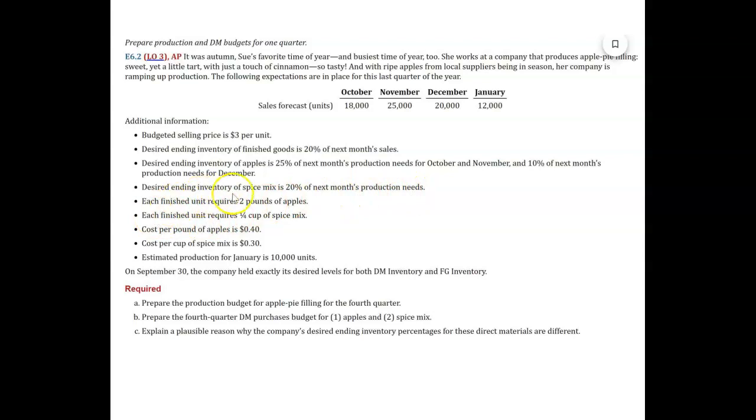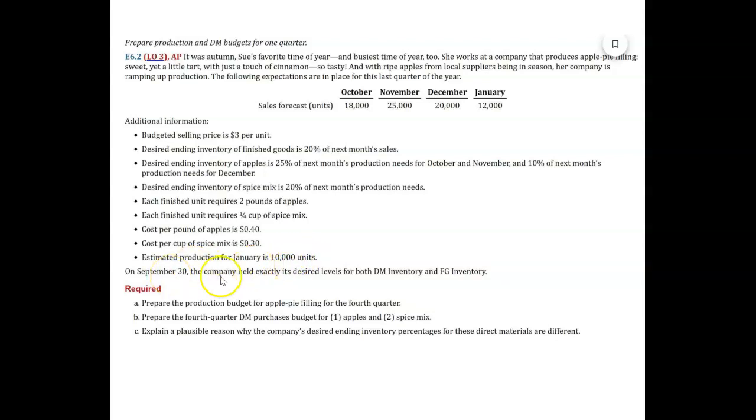Each finished unit requires 2 pounds of apples. Each finished unit requires a 1/4 cup of spice mix. So we have 2 direct material inputs here. Cost per pound of apples is 40 cents. Cost per cup of spice is 30 cents. So the estimated production for January is 10,000 units. Okay, so they gave us that number.